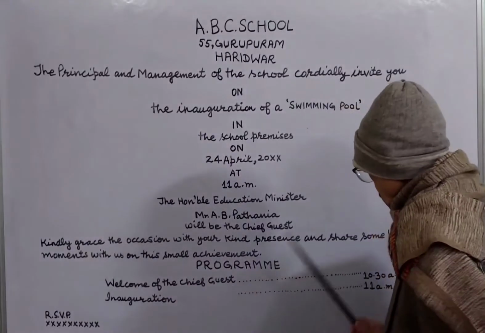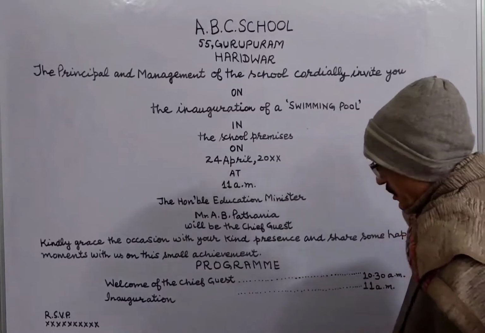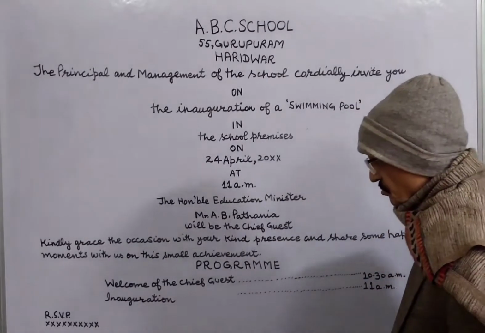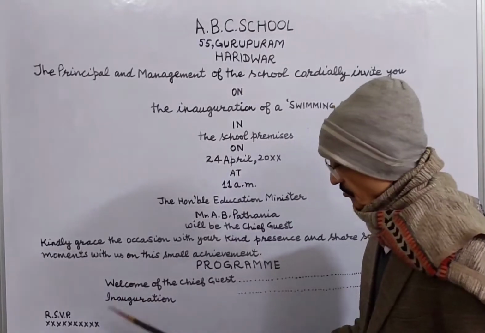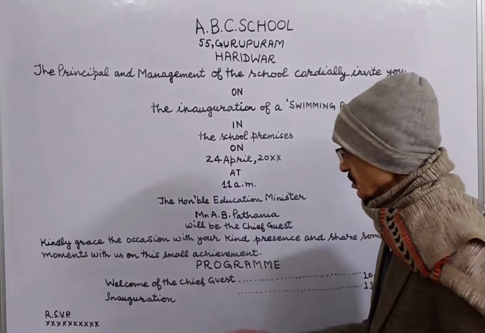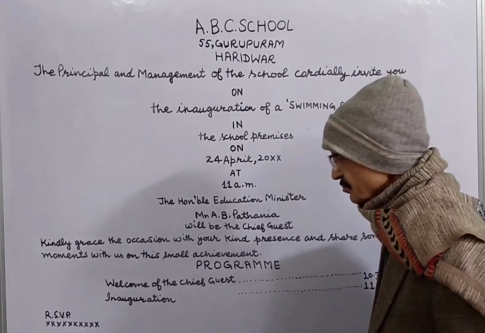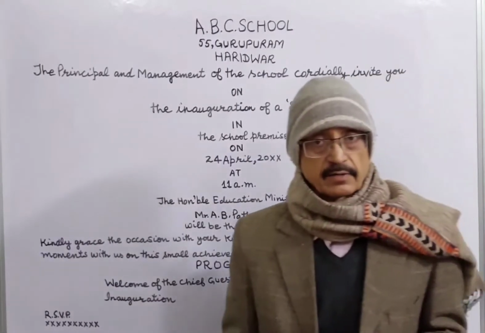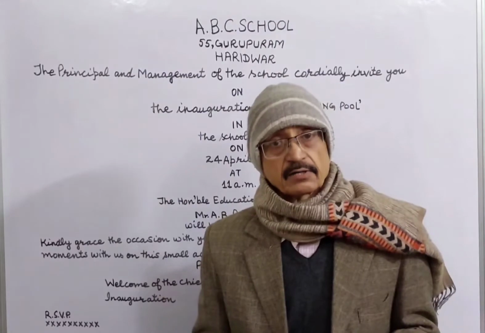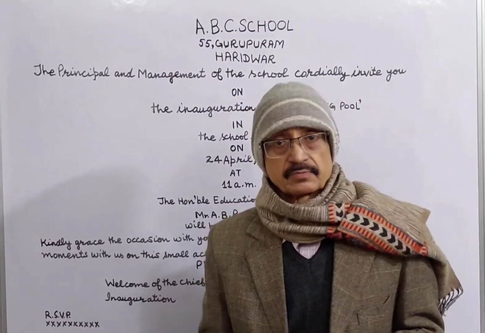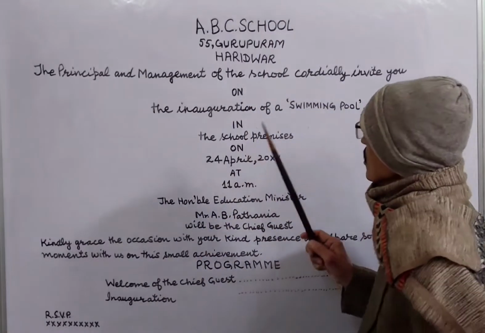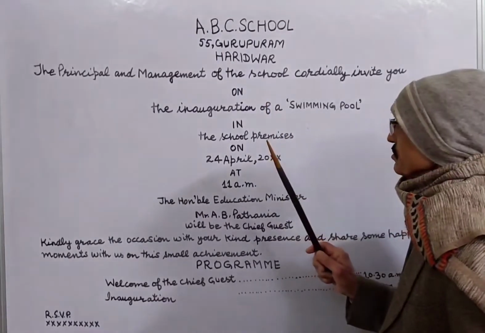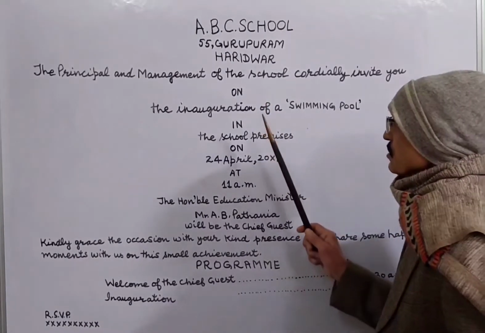Welcome of the chief guest, 10:30 a.m. Inauguration, 11 a.m. RSVP, then you will put 10 crosses indicating telephone number. Now, which things you will have to keep in your mind at the time of writing a formal invitation? See here, I have written on here just to tell the occasion.